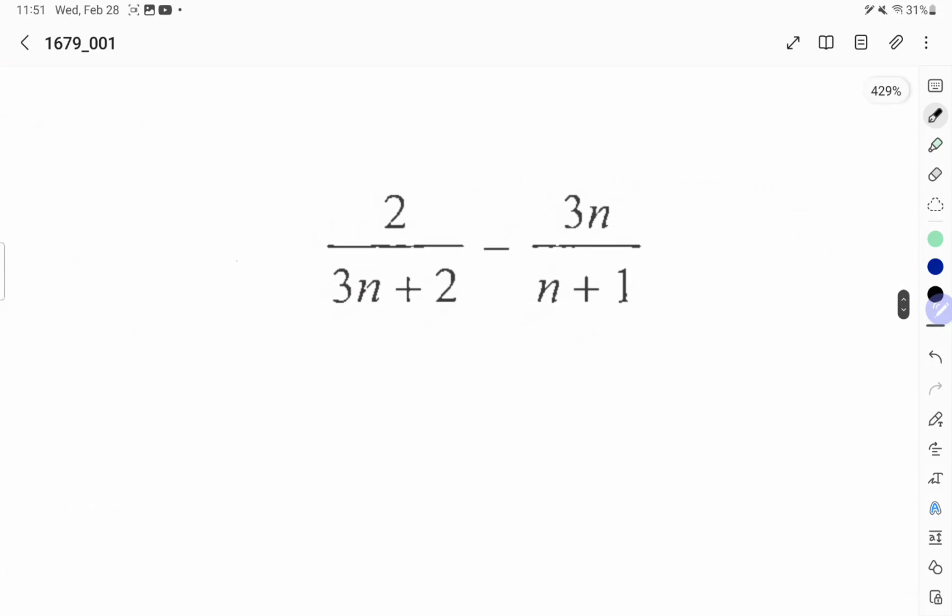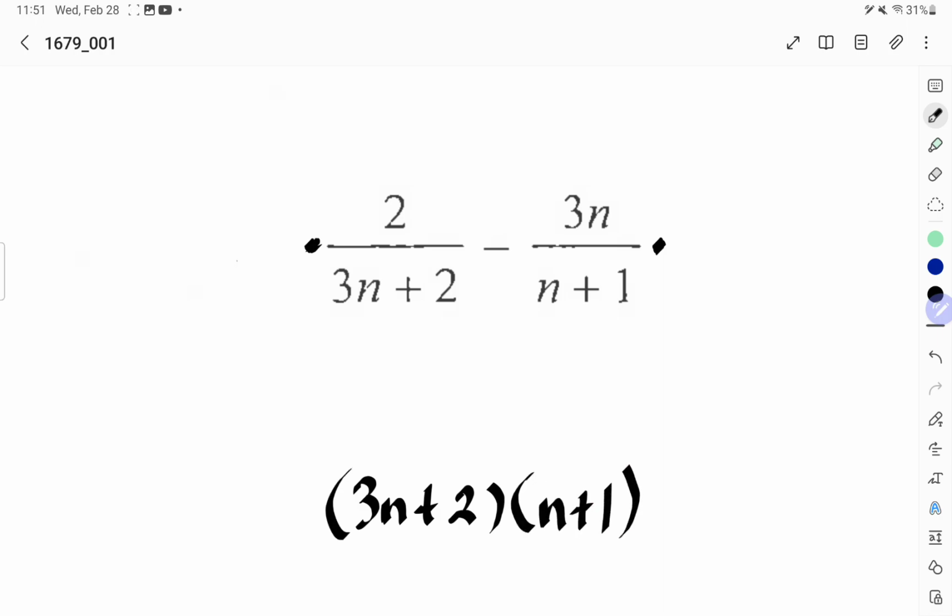We're going to do exactly the same thing. I'm going to have to cross multiply, but instead of cross multiply, I'm just going to rewrite it like multiply top and bottom by the denominators. So as my denominator, I want to have 3n plus 2 and n plus 1 on the bottom. That's going to be my denominator, so I want to have that in my head.